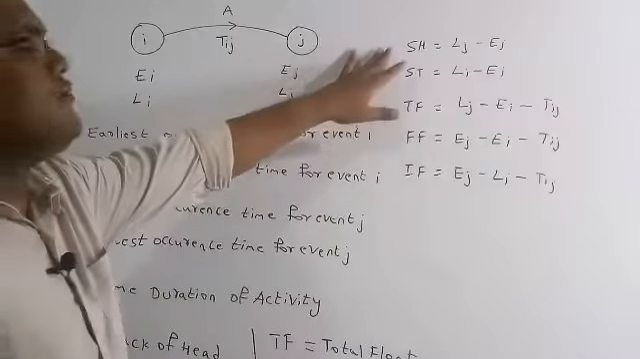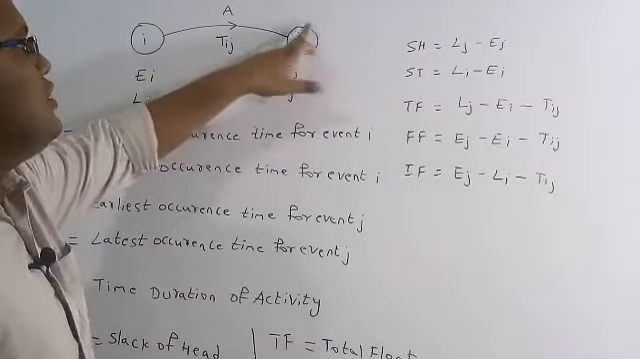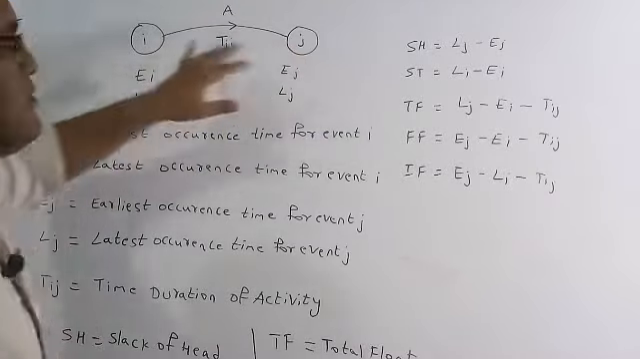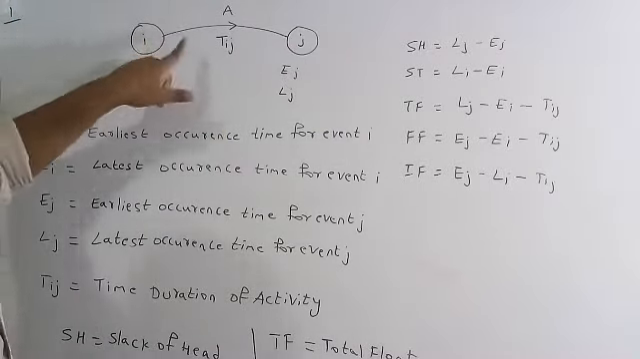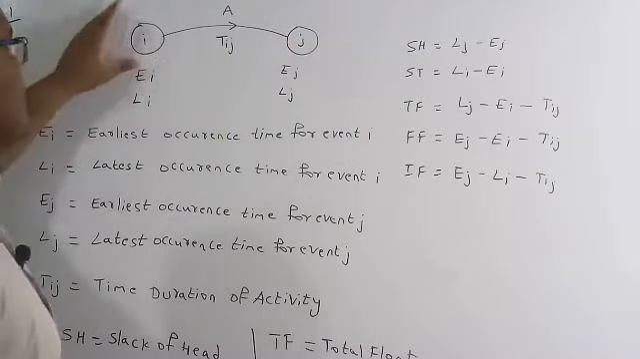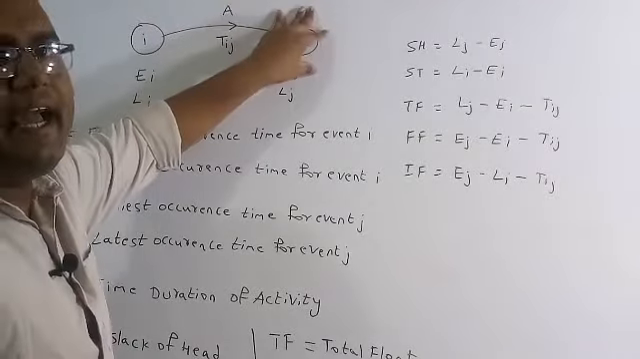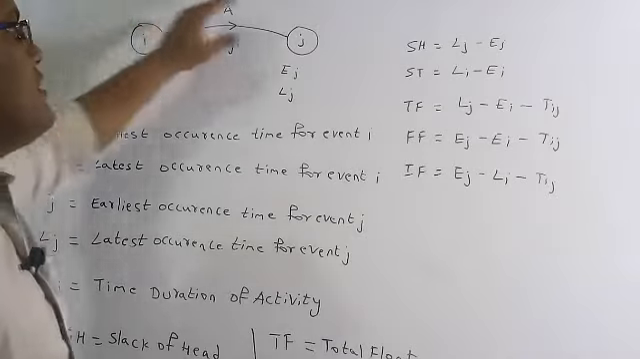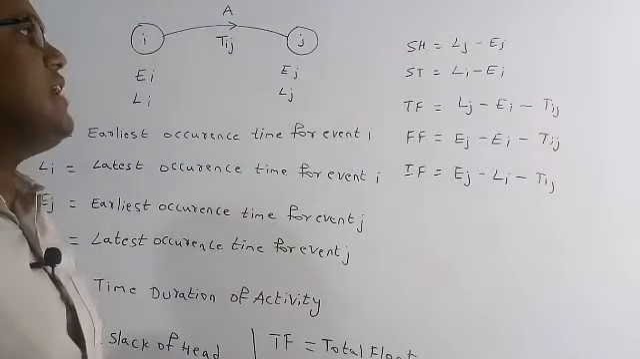Here slack of head is nothing but for this event head. This circle is also called the head event because the arrow is here, and this is called the tail event because the tail is for the arrow. So this is called the tail event, and this is called the head event, or in another way we can also call it the start event or the end event. All these things we can also call.